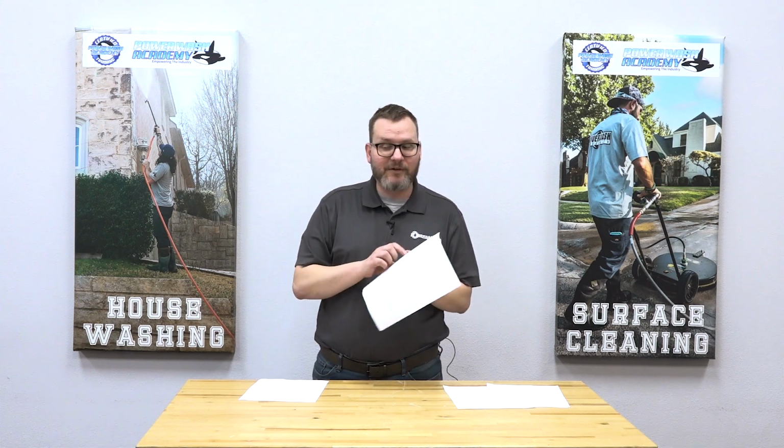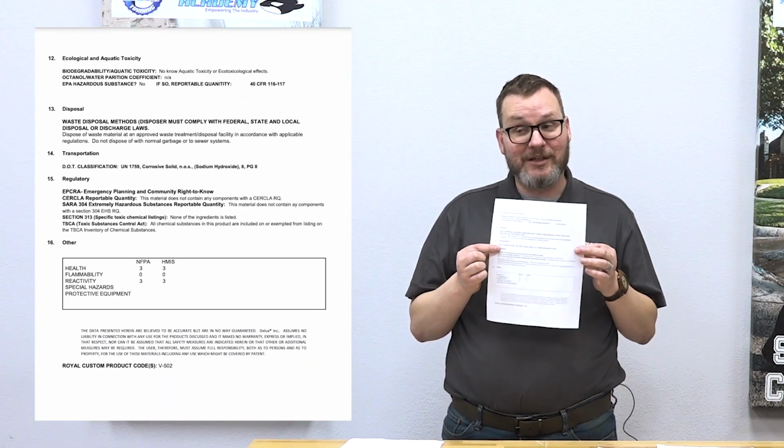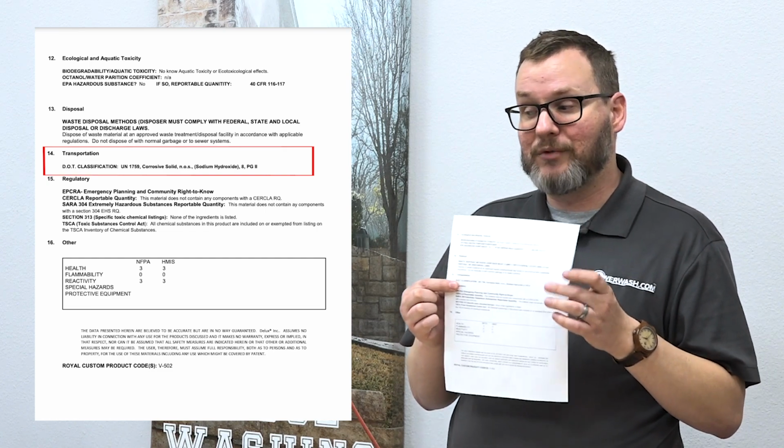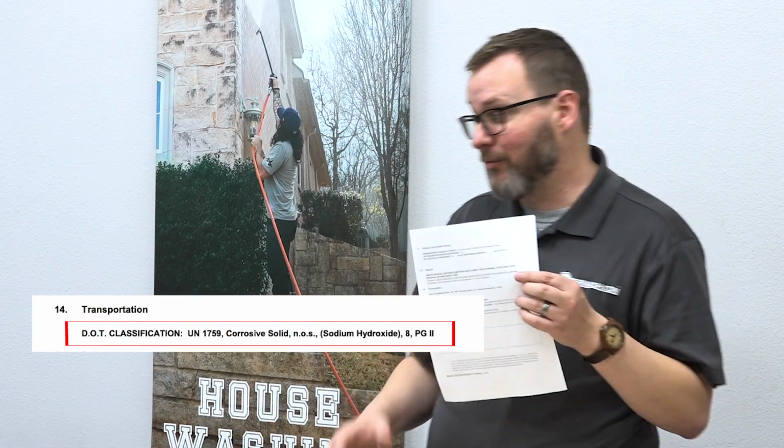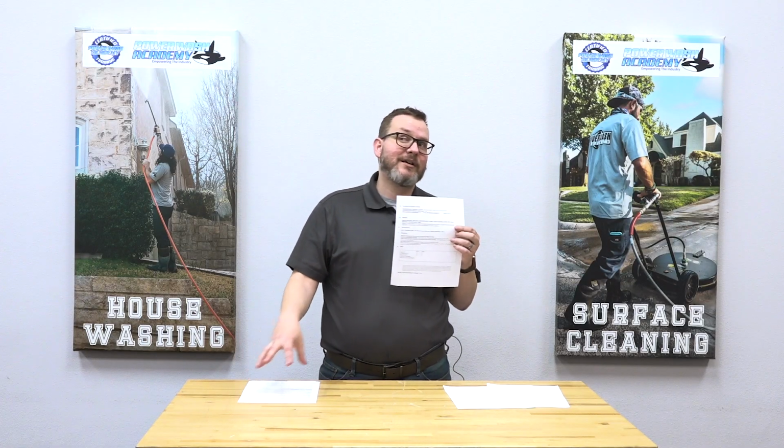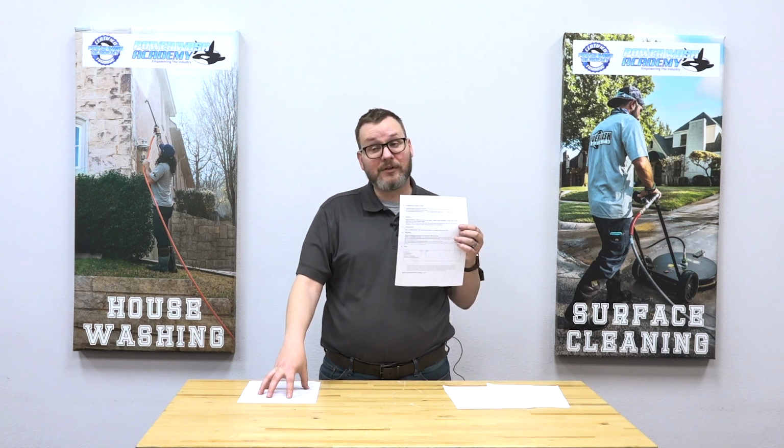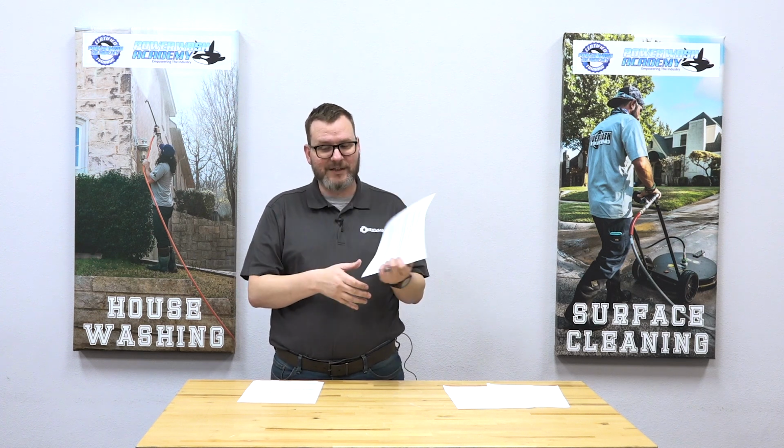Section 14 is very important. It's about transportation. And if this chemical is regulated by the DOT, there will be information in section 14 about the DOT information. And it's important to know that OSHA manages the safety data sheet and they all follow a global harmonized standard. But when it comes to transportation of that chemical, that's where the DOT is in charge. So if there's any information related to the DOT or other transportation agencies, it'll be there in section 14.